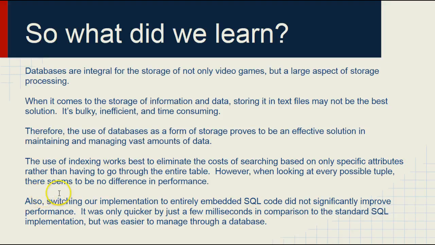it had to create items using many different categories, etc. The use of index worked best to eliminate the cost of searching based on only specific attributes rather than having to go through the entire table. However, when looking at every possible tuple, there seems to be no difference in performance. Like we said before, some of our items had specifications on which prefix and suffix they could use to combine to form an item. However, other items didn't have this specification and any of the prefix and suffixes could be used. In these instances, indexing did not help because all the tuples would have to be looked through anyway. So it doesn't matter where you start looking through it.